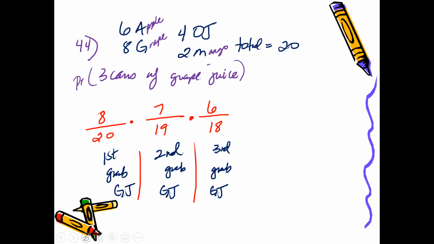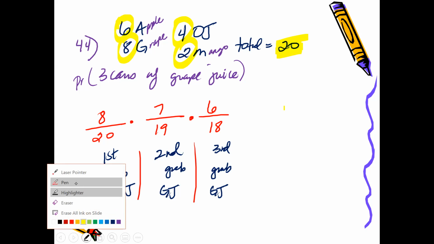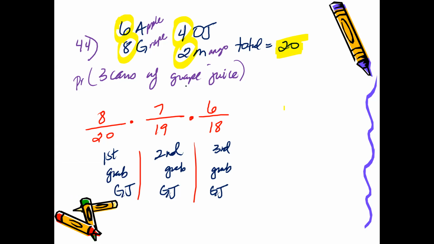So first, I'm going to add everything together. There are 6 apples, 8 grape, 4 OJs, 2 mangoes. So all together there are 20 juices at this grocery store. So then what is the probability of getting 3 cans of grape juice? My first probability of getting grape juice is going to be 8. 8 out of how many? Out of 20. So that's my first probability.